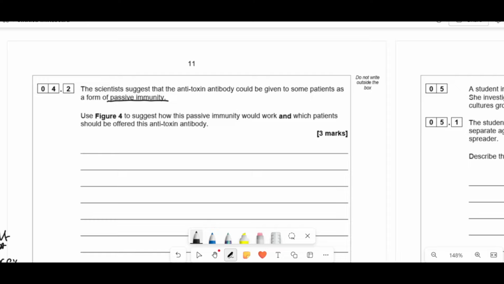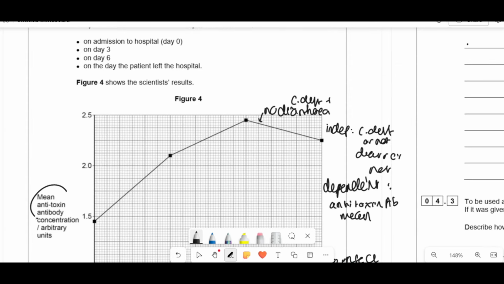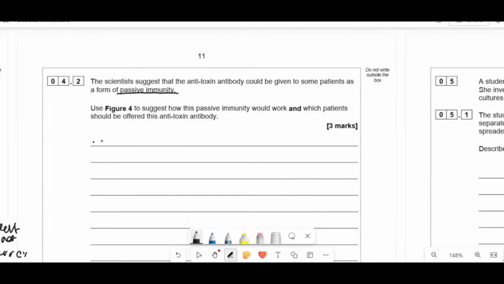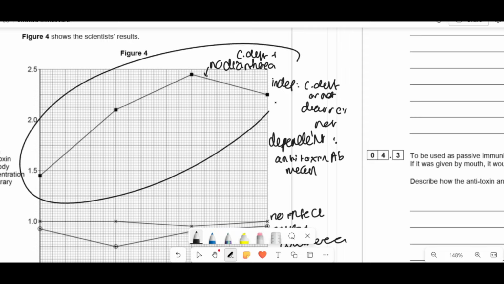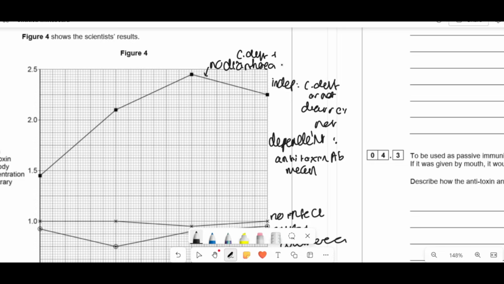The question told you it's passive. They've told you to say how it would work, and they've also told you to say who would benefit most from this. Here, first of all, we are talking about antitoxin antibody. It's against the toxin, not the pathogen. So how it works, first of all, is that it's an antibody that destroys or causes the destruction of the toxin, not the pathogen. As a result, you need to look at this figure and say what the conclusion would be. If you have more of this antibody destroying the toxin, we can see here that you get no diarrhea. That's what the data shows you.